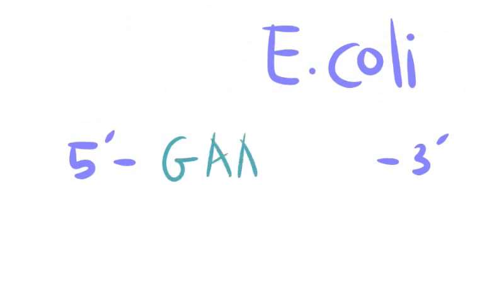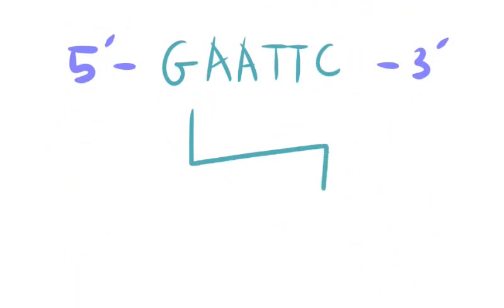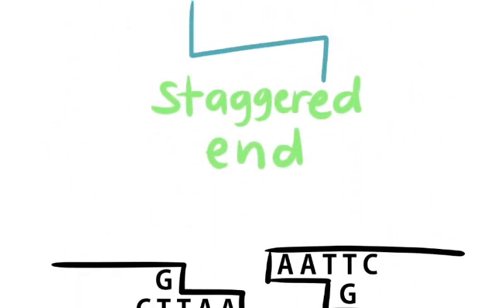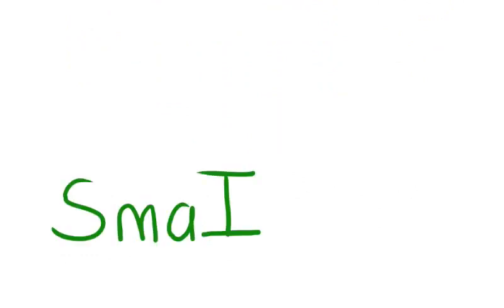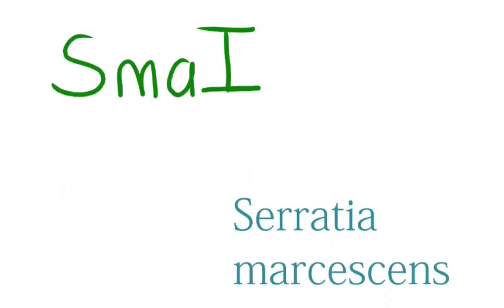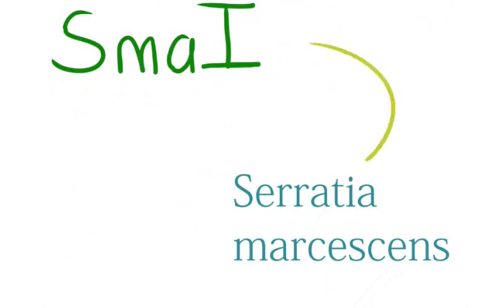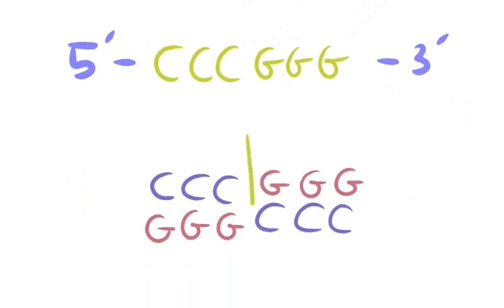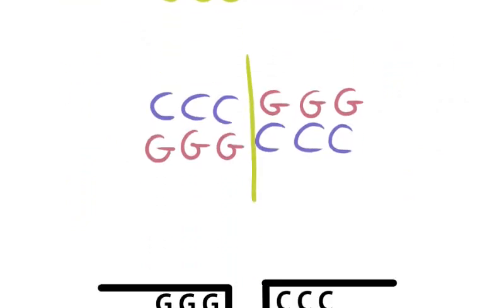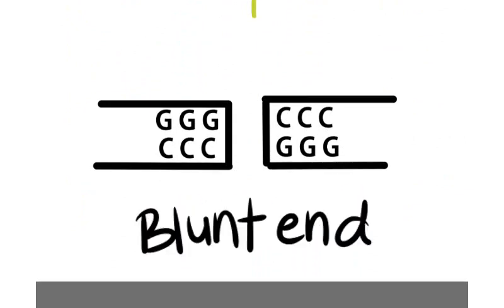An example of a restriction enzyme is EcoR1. EcoR1 is produced by E. coli. It recognizes the base sequence of GAATTC. It makes staggered cuts within the sequence and produces sticky ends. The second example of a restriction enzyme is SmaI. SmaI is produced by Serratia marcescens. It recognizes the base sequence of CCCGGG. The cut is made between the adjacent C and G. The cut goes straight across the double helix and produces blunt ends.